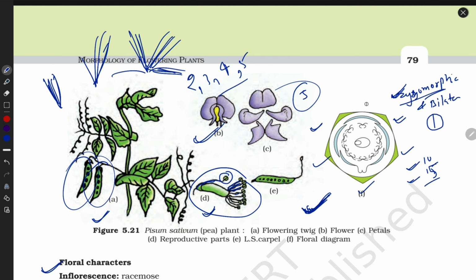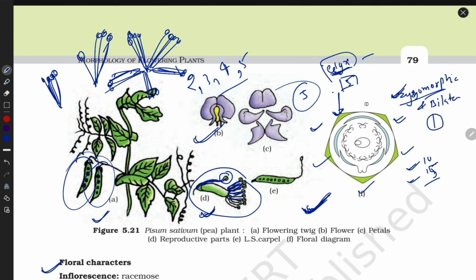This is the stamen arrangement. Stamens may be present in one bunch, in two bunches or bundles, or in multiple bundles. Yes or not? Here they are present in two bundles. One set is here and another set is here. Okay, let's identify the calyx part. What do you identify by watching this calyx? They have 5 calyx. That is another point.